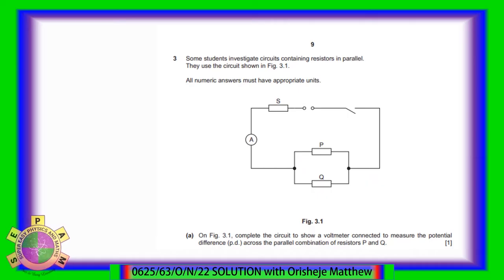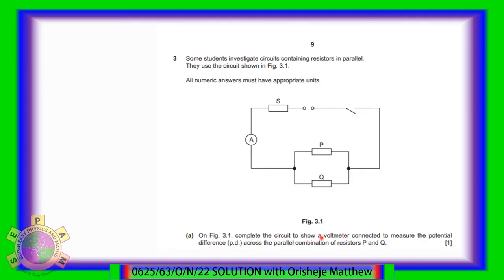Okay. Some students investigate a circuit containing resistors in parallel. They use the circuit diagram shown in figure 3.1. A resistor S is connected in series with resistors P and Q connected in parallel. Then an ammeter is used to measure the current. So we have the power source here, and then you have the circuit.